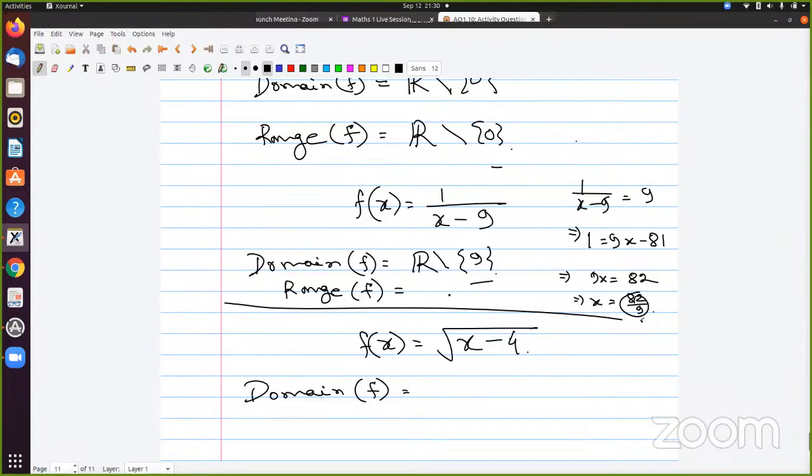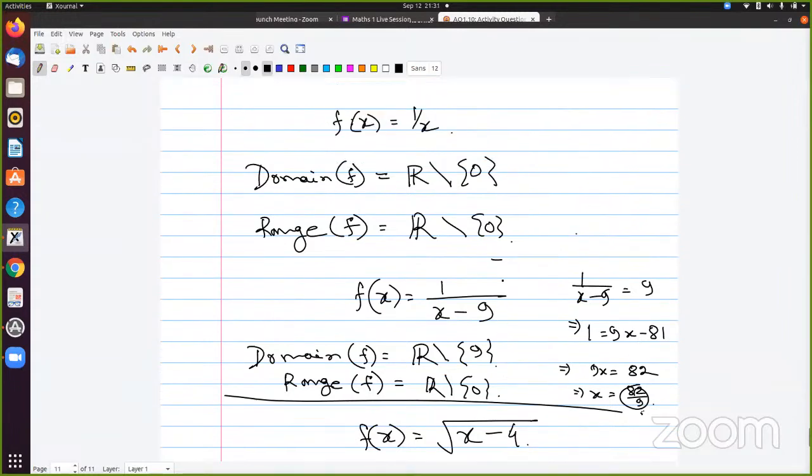What is the range? R minus 0, right? Again, we don't know when 0 comes. I didn't get the domain and range in the above examples. I didn't understand domain and range in the above examples. No, sir.